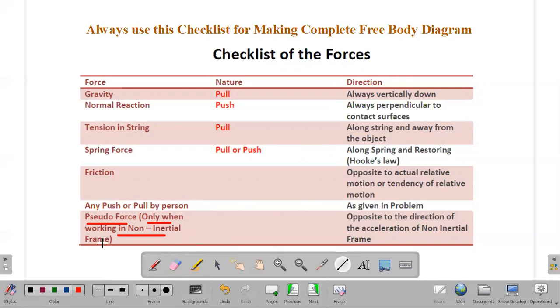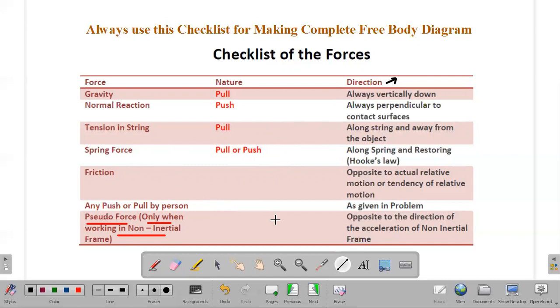What should be the direction of the forces, how the forces are drawn in the free body diagram, you can read from here, the direction part. So keep this checklist with you. Whenever you draw the free body diagram, check the forces in the free body diagram against this list, make sure all the forces are considered, and then move to the next step, right?